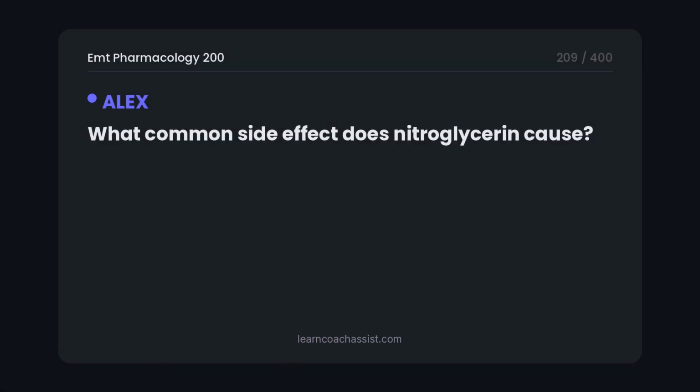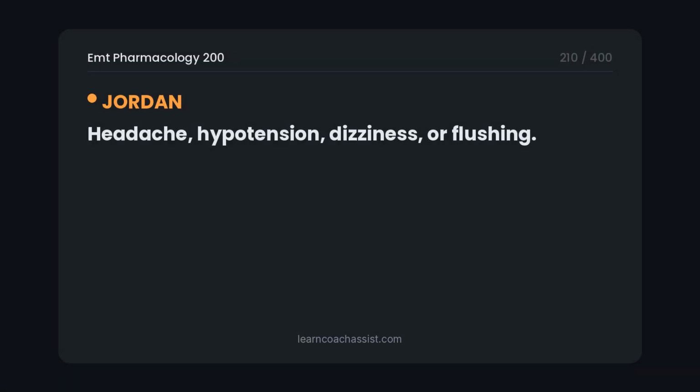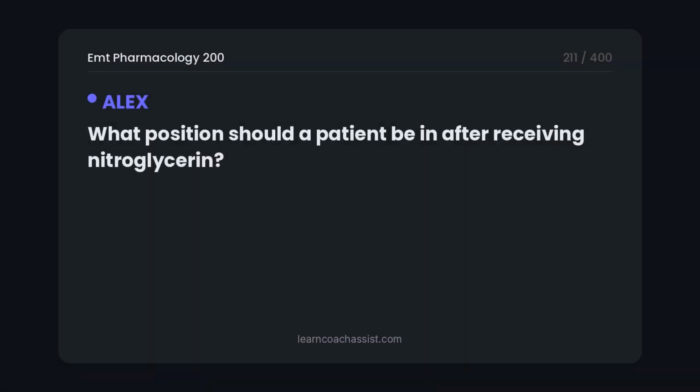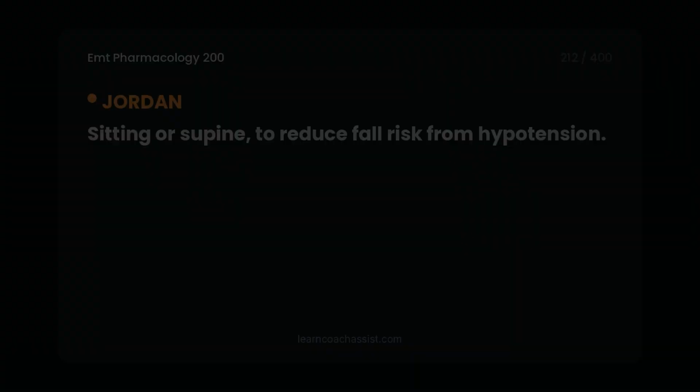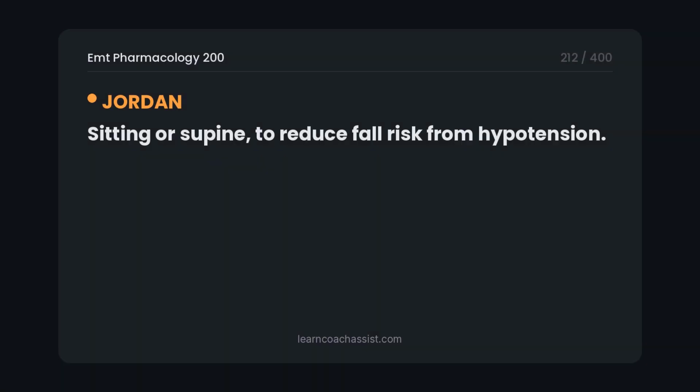What common side effect does nitroglycerin cause? Headache, hypotension, dizziness, or flushing. What position should a patient be in after receiving nitroglycerin? Sitting or supine, to reduce fall risk from hypotension.